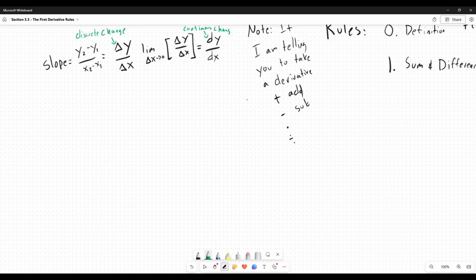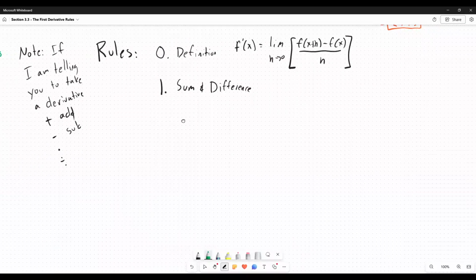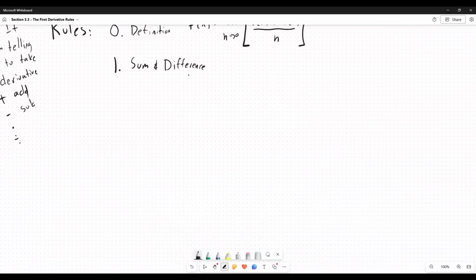So, the notation is d over dx of something. Let's call it f of x. Taking the derivative with respect to x, that's what we call f prime. So this symbol right here are instructions to take a derivative. And really, it's instructions to start using these rules. So, first rule, sum and difference.